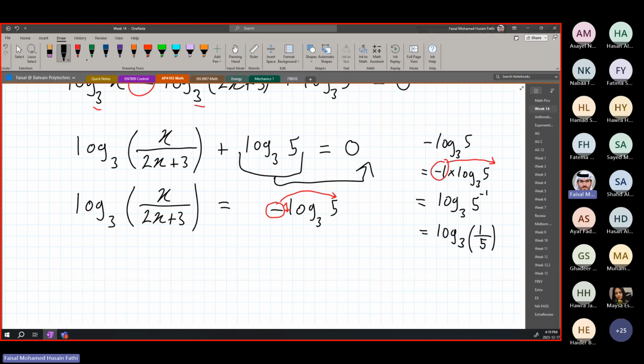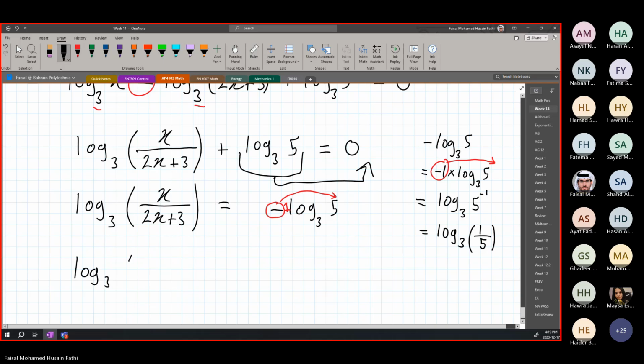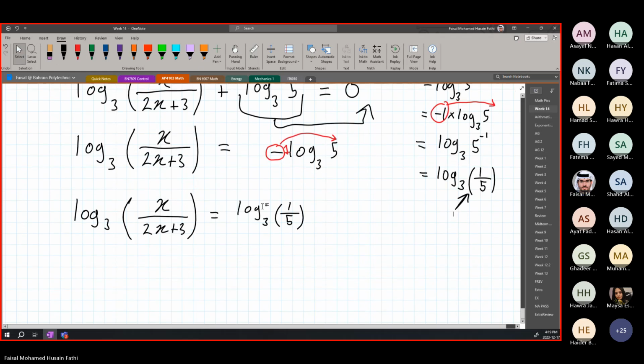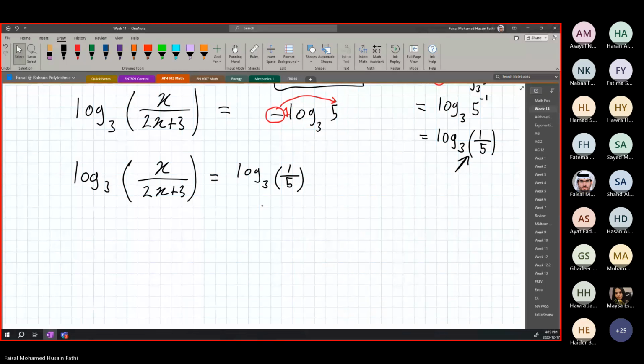Okay? If we have a minus, that means you are just going to divide. You're going to put it in the denominator. Always make sure when you're solving for logs, if there's a log just by itself, if you're not adding two logs or subtracting two logs, make sure it's a positive number. Why do I say this? Because now you will see. So we have log 3 of x over 2x plus 3 is equal to log 3 of 1 over 5. Just simply this number, okay? Log of 1 over 5. We have log 3 on both sides. Log 3 on both sides means we can cancel them directly.